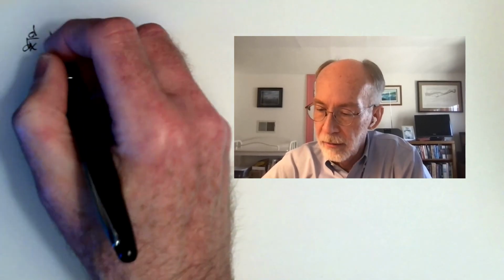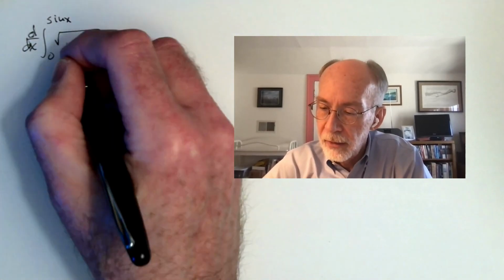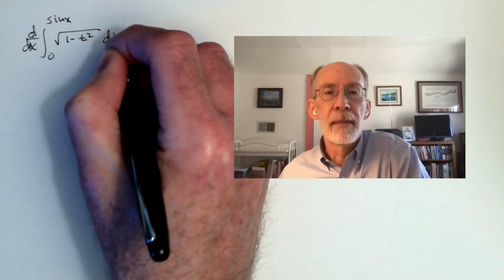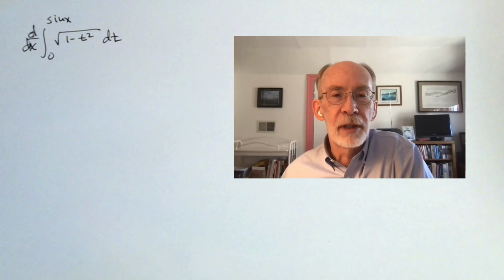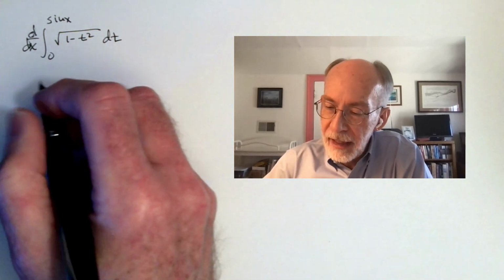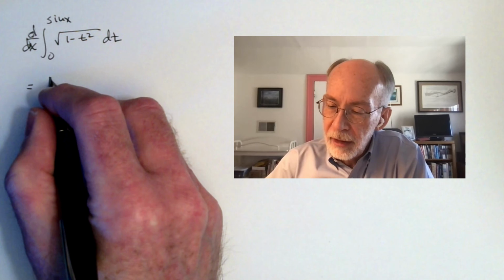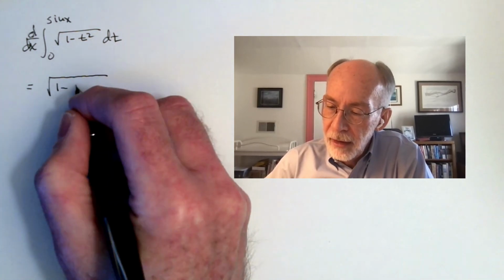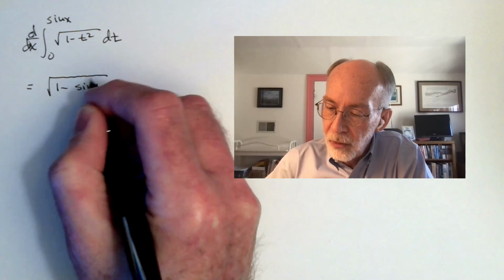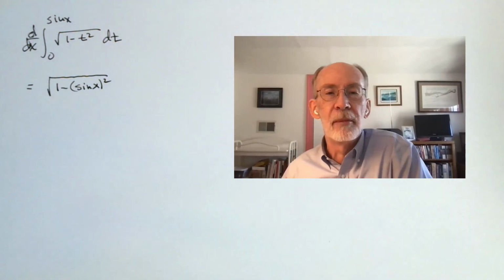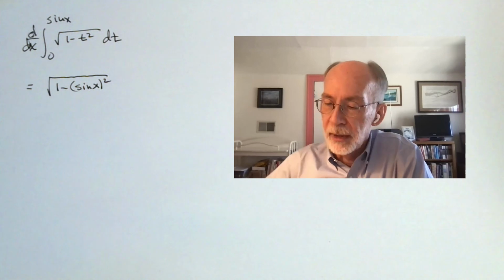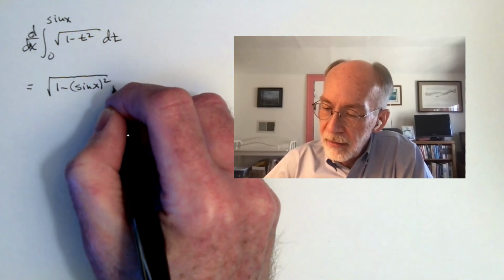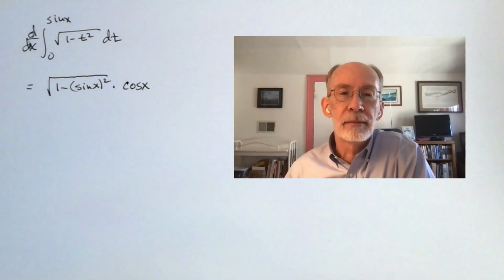Let's ask the question, what is the derivative with respect to x of the integral from 0 to sine of x of the square root of 1 minus t squared dt? Well, what we've just discussed would lead us to go immediately to the idea that this would be equal to the square root of 1 minus sine of x squared. It's not how we usually write it, but I want to really emphasize the composition that's going on, times the derivative of sine of x.